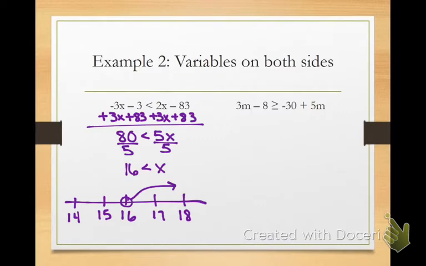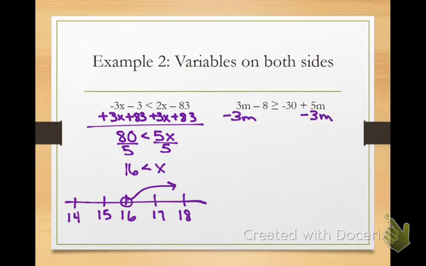I want you to go ahead and do the second one, start to finish. So, what do we do first? Subtract 3m. Subtract 3m, because that's the smaller of the two values. I want to avoid having a negative coefficient.